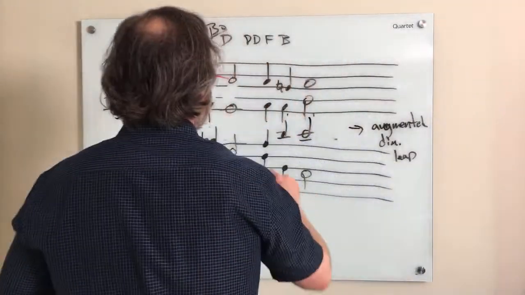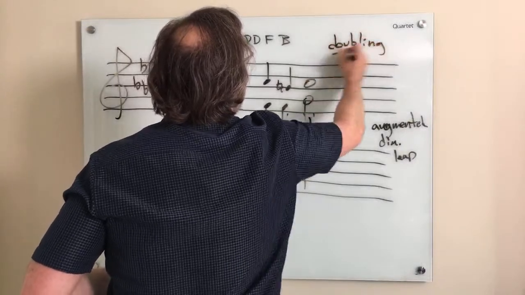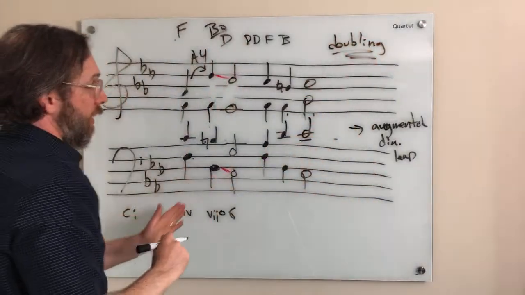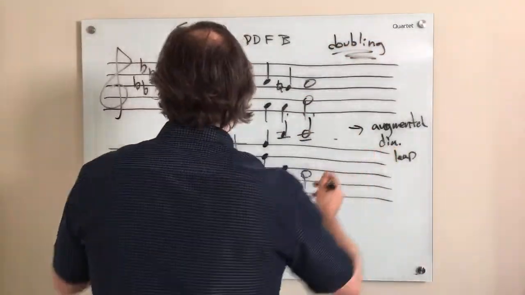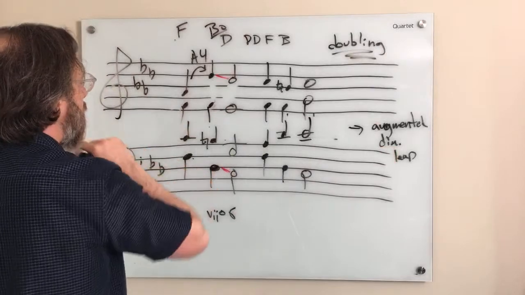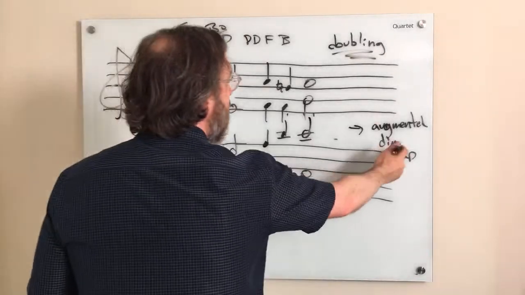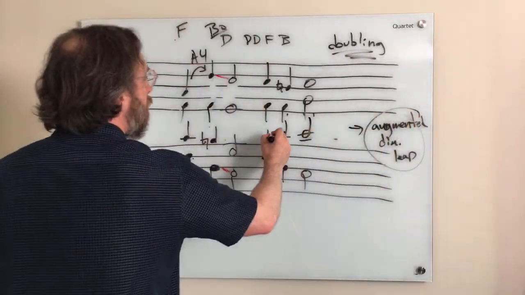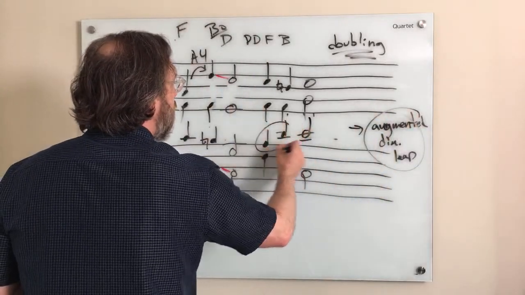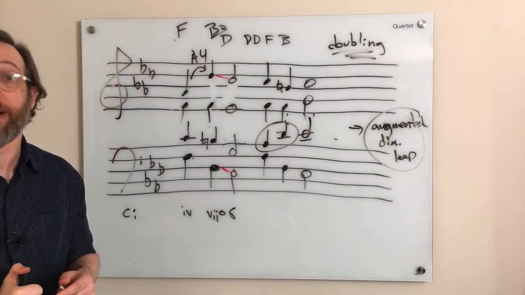So doubling, you might have an unusual doubling for the 7 diminished 6. You might, or you could look into having an unusual doubling in the F minor triad, right? It doesn't have to be in the diminished triad. Or you have an augmented or diminished leap, but if you do, you should hide it in an inner voice. So it's not quite so jarring.